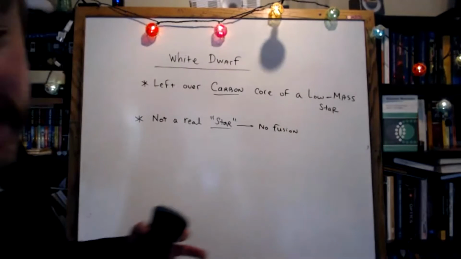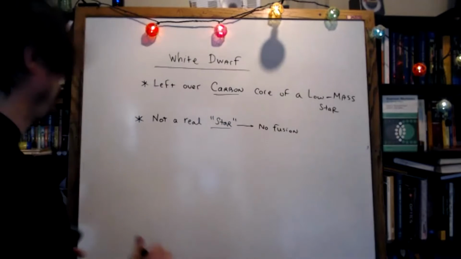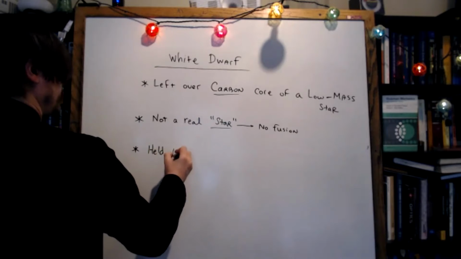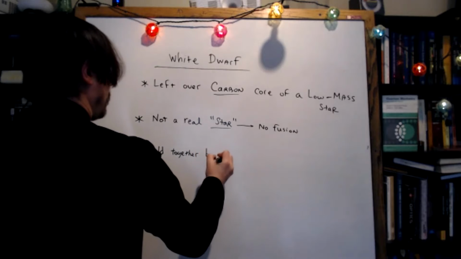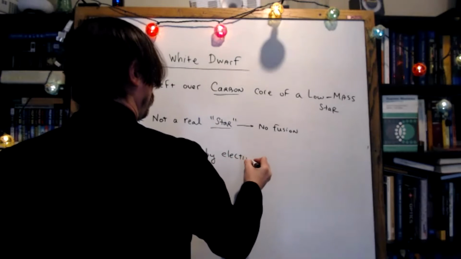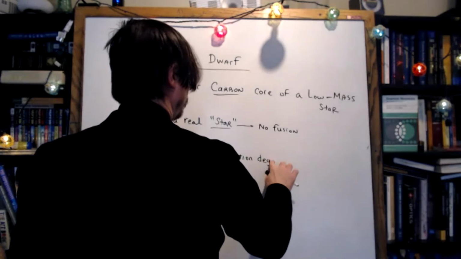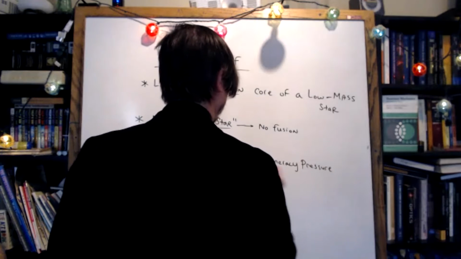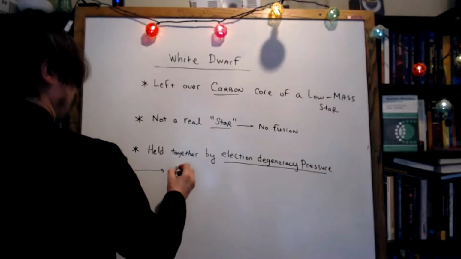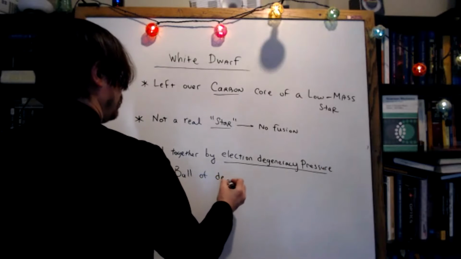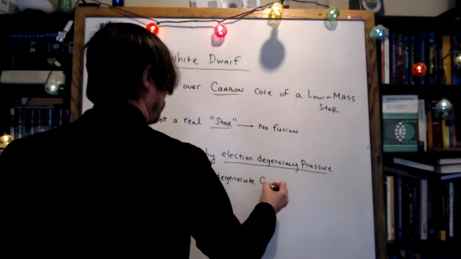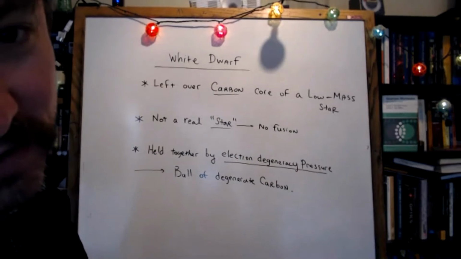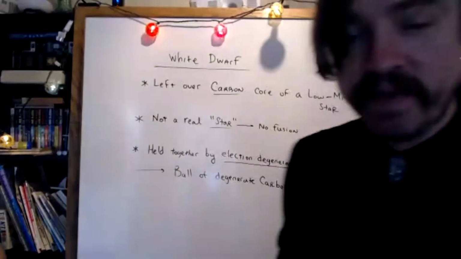In fact, all that star is degenerate carbon. It's held together by something called electron degeneracy pressure. This is kind of an advanced topic, but we have to talk about it. In other words, it is a ball of degenerate carbon. Okay, we got to slow our roll here for a second. What the hell do I mean by degenerate? That is a charged term to a physical scientist.